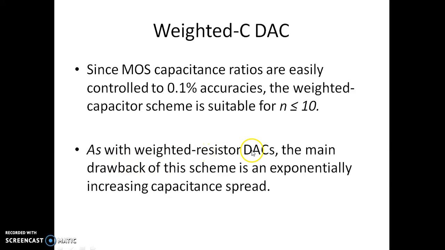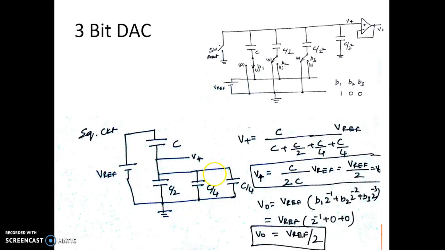As with the weighted resistor DAC, the main drawback of this system is the exponential weighting. In case of weighted resistors, we saw that the resistance values keep on increasing exponentially. Here also we have the same problem. So the spread of the capacitance is exponentially varying, as you can see now, for a 3-bit weighted capacitor DAC.